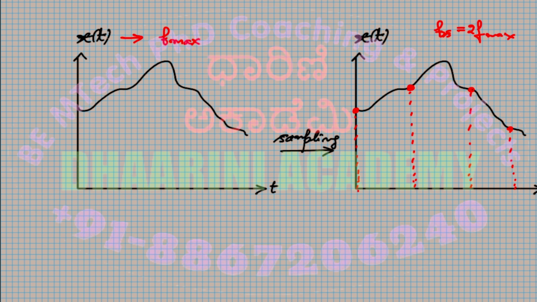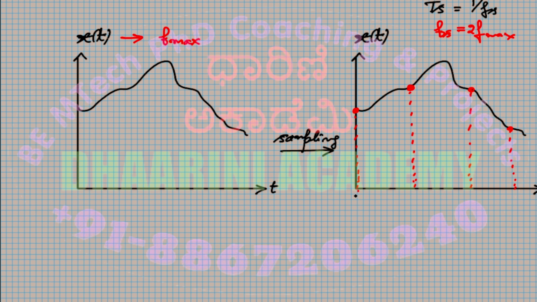Now the axis is not time. This will be the n ts value, n times ts. Ts is 1 by fs. So I'll also write that here: ts is equal to 1 divided by fs.